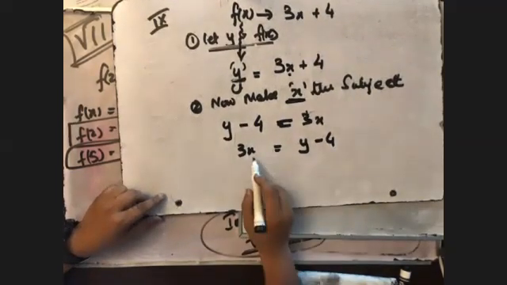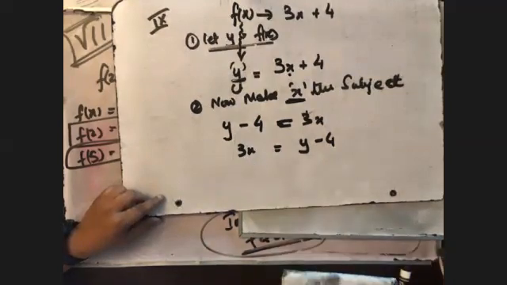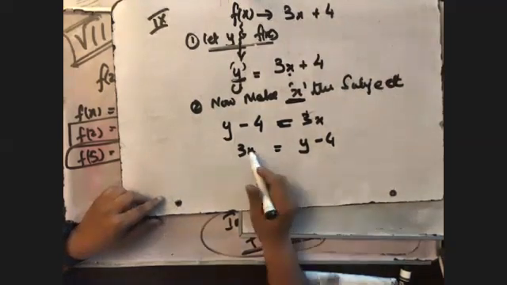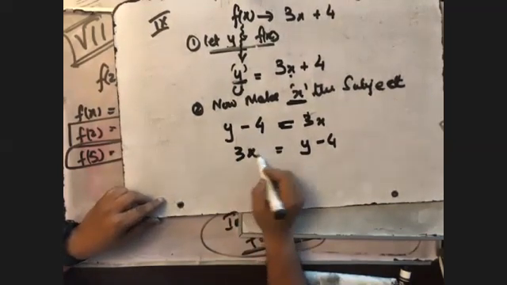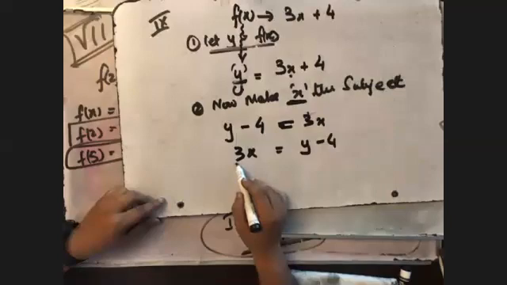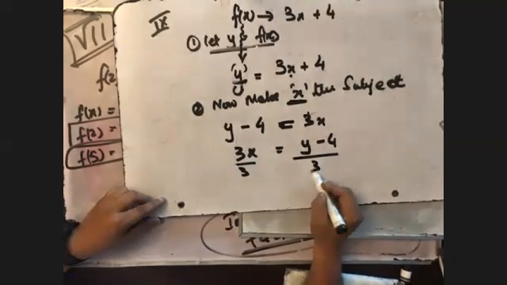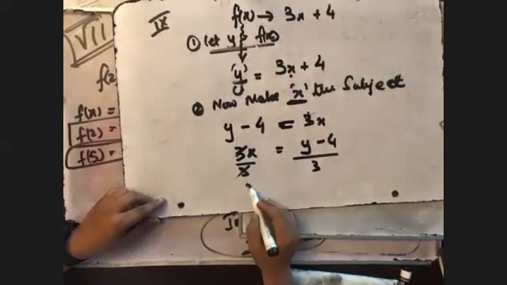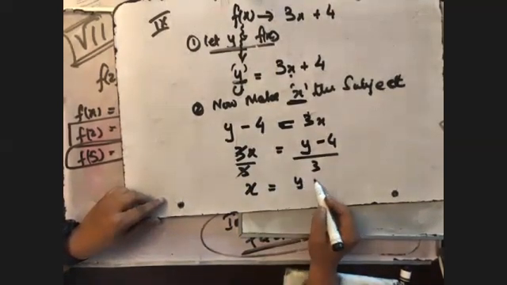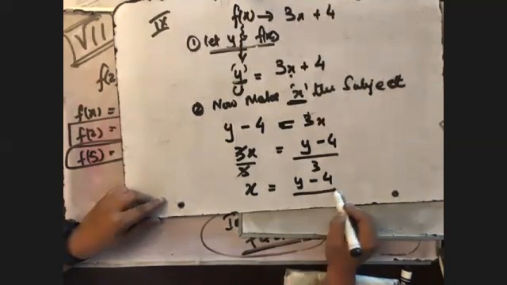We want to make x the subject. If I want to make x the subject, I divide both sides by 3. I send the 3 to the other side, divide by 3. So x is equal to y minus 4 divided by 3.